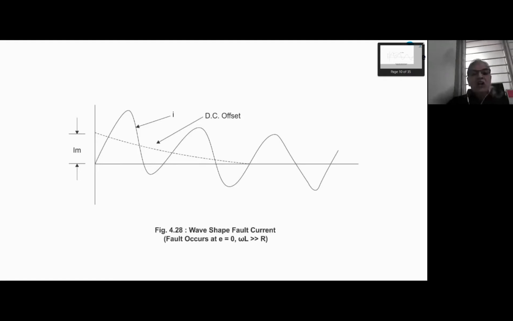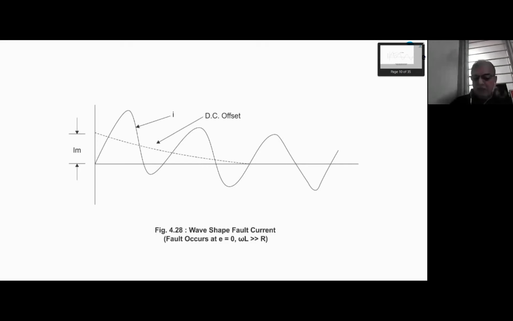So the current seen by the relay, as you can see, the first peak or second peak is higher than the real steady state current. Therefore, relay sees more current than what actually it is. Otherwise speaking, relay feels that the fault is nearer. More current means the fault is nearer. Fault is nearer to the source.